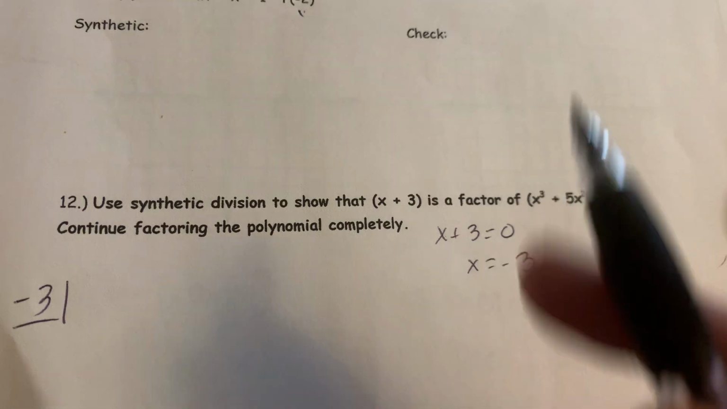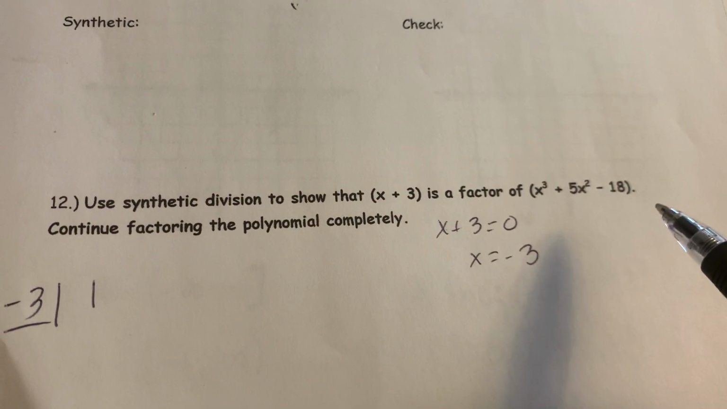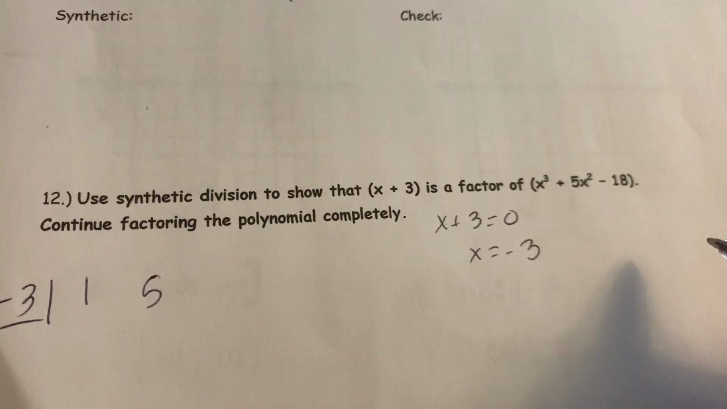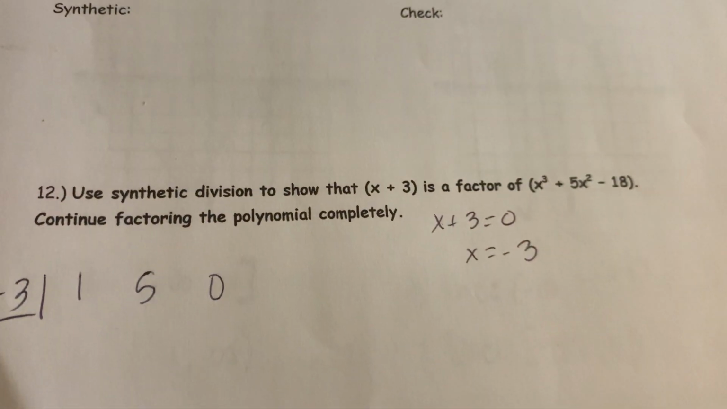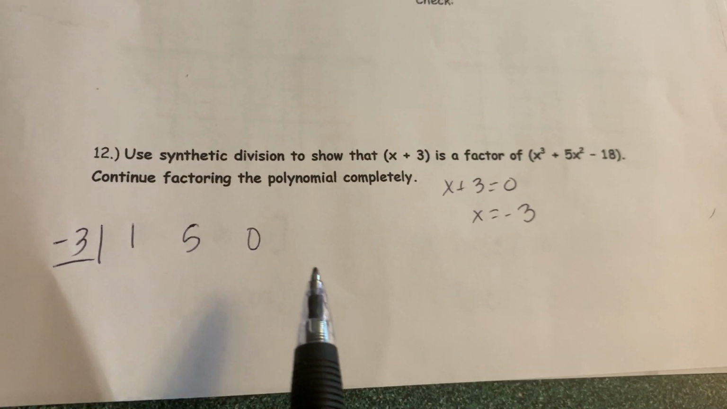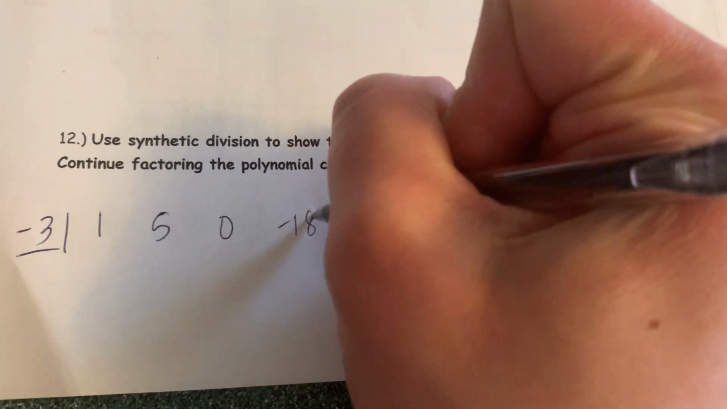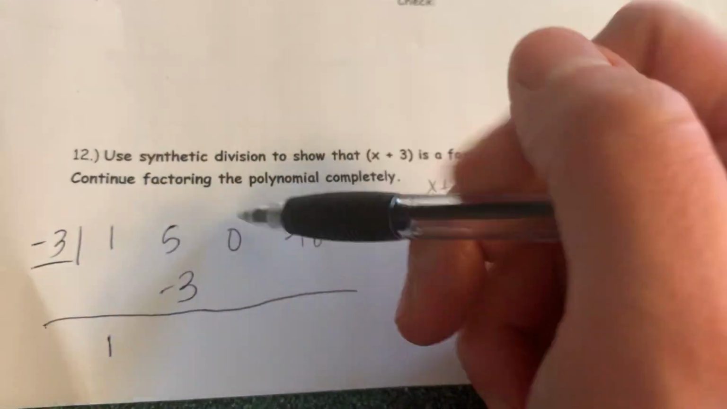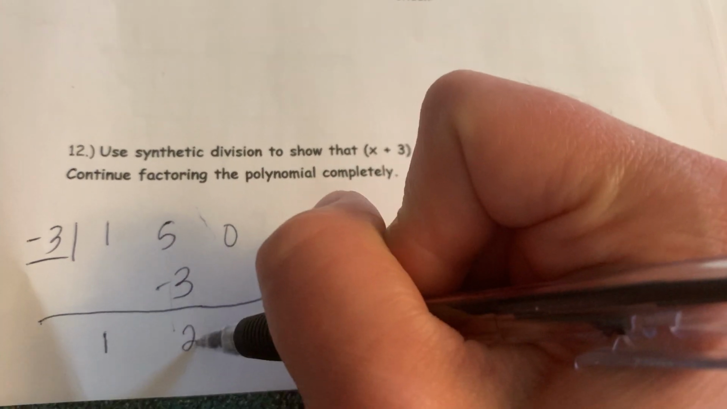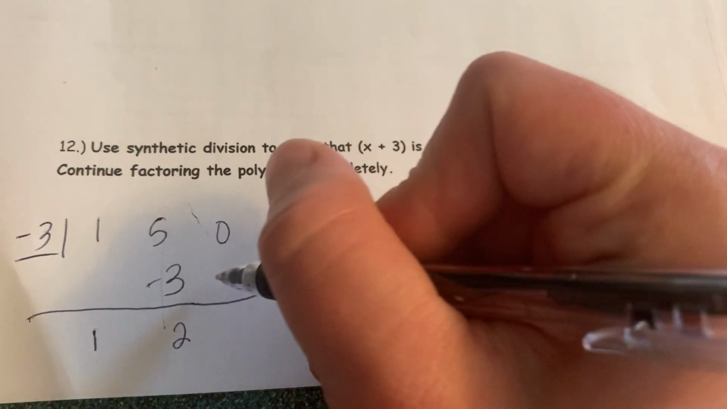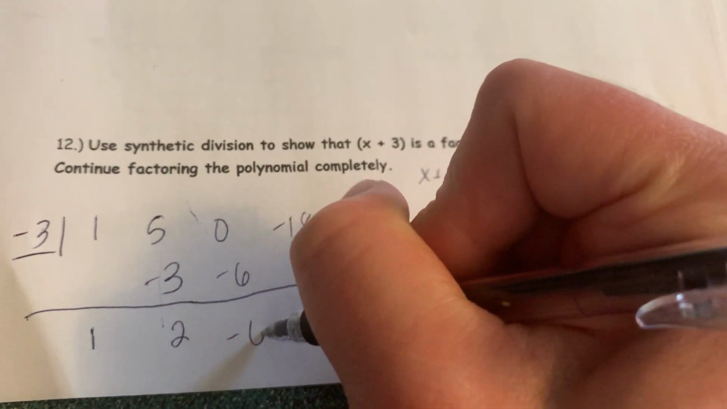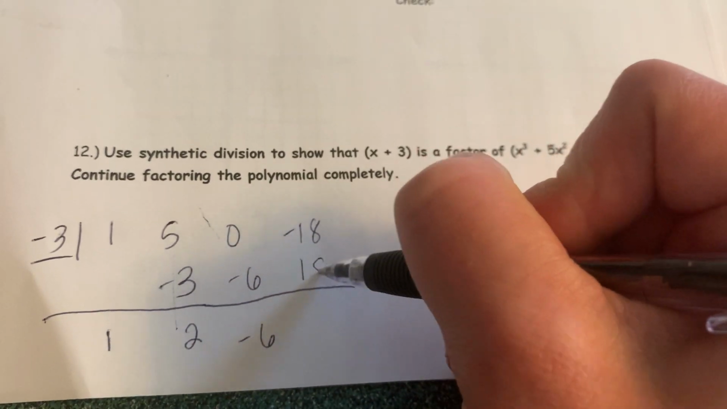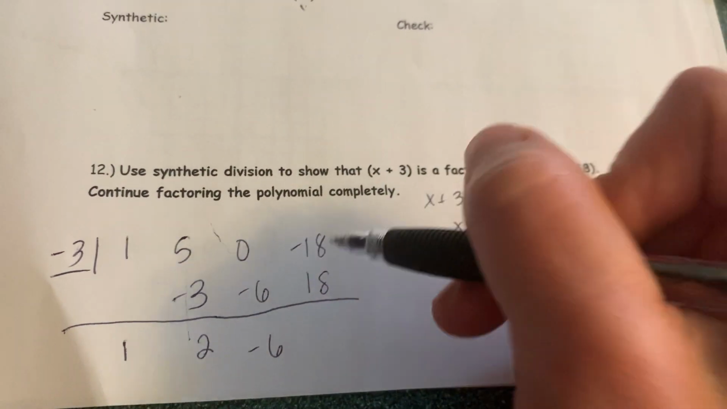-3, and then you start with 1x cubed. You use the coefficients, 5x squared. There isn't an x, so you put a 0. You want a number for each descending place. If you don't have one, then you put a 0 in. So you drop 1 and you get -3. You add these two together to get a +2. You multiply here to get -6. You add them together to get -6. You multiply to get +18, and that pattern repeats until you're done.